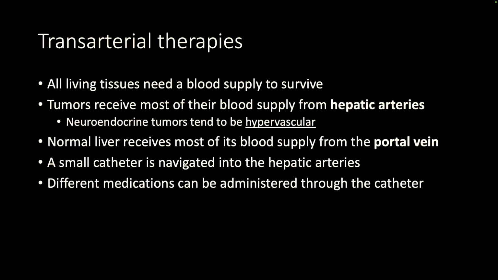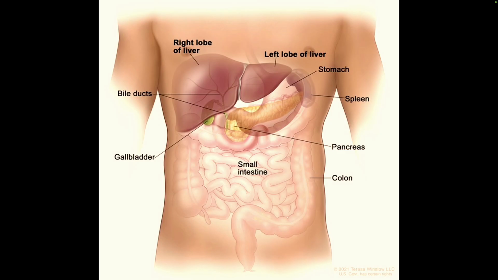We usually insert it through an artery in the wrist, or an artery in the groin, the femoral artery, and we navigate that up to the liver. And then we do something called an angiogram, where we inject dye into the arteries, and we image that with real-time X-ray called fluoroscopy. And then once we're satisfied that our catheter is in the right position, we can administer medications to do damage to the tumors, not the liver, the tumors. All right, so liver is this organ here.